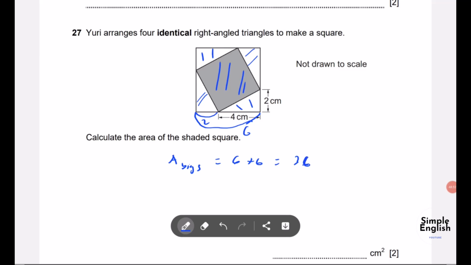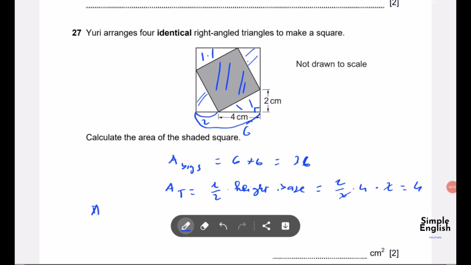Okay, the second step we need to do is find the area of a triangle. This is a right angle triangle, so we need the height and the base. We have the formula: 1/2 times height times base. So we have 1/2 times 4 times 2, so that means we have a 4. Remember, there are 4 triangles.